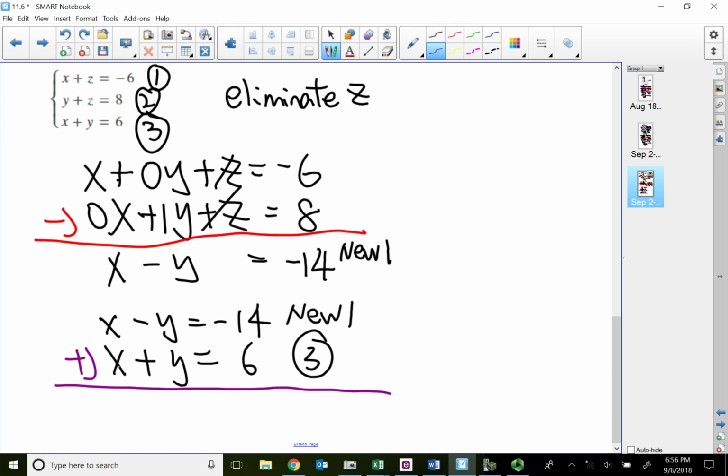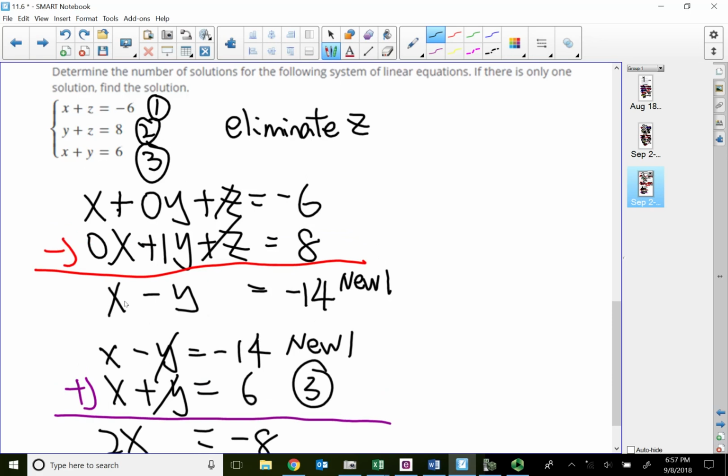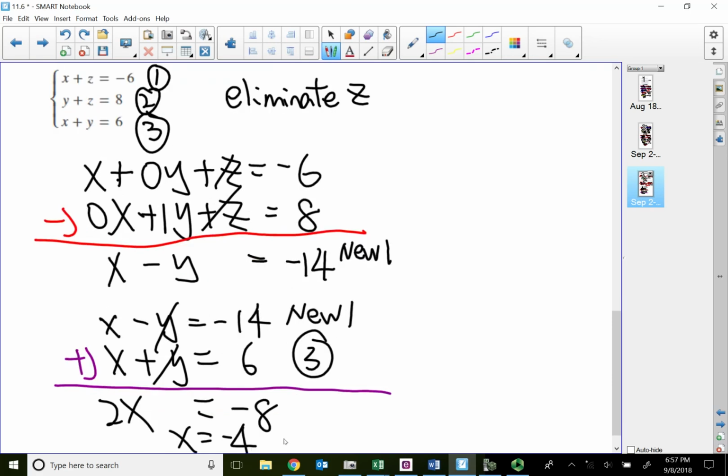Or I could subtract the x to eliminate x. But I want to do the y. So that's 2x, y cancels out, equal to -8. So x equal to -4. All right. So now I got my x equal to -4. I can substitute back into my first equation up here to find z. I can substitute my x equal to -4 to the third equation to find y.